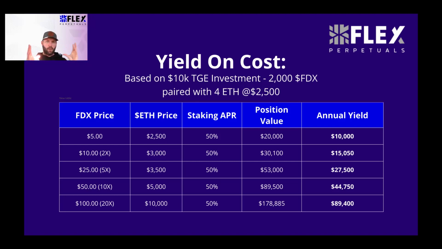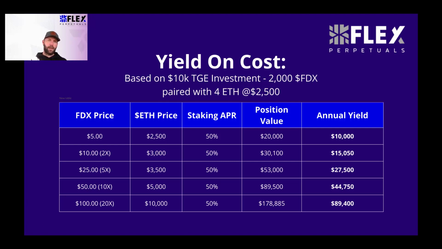So let's imagine someone comes in and deposits $10,000 into our TGE. Now, it's likely that that $10,000 will result in around about 2,000 FDX tokens. The exact figure we won't know until the raise is complete, but that's our best estimate at the moment: that $10,000 will be 2,000 FDX, so roughly $5 per FDX token.